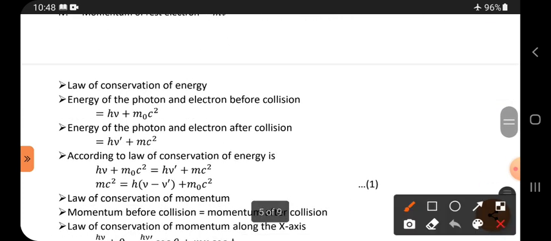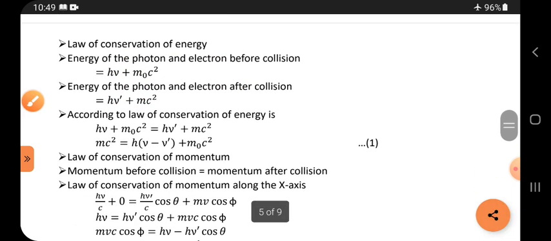h nu plus m naught c square, we have to sum them. Before collision, photon energy is this one and electron energy is this one. Energy of photon and electron after collision: their energy and frequency change. The energy changes to h nu dash, and the mass also changes. At the beginning it has rest mass m naught. When it is in motion, mass becomes m, so the energy is mc square.